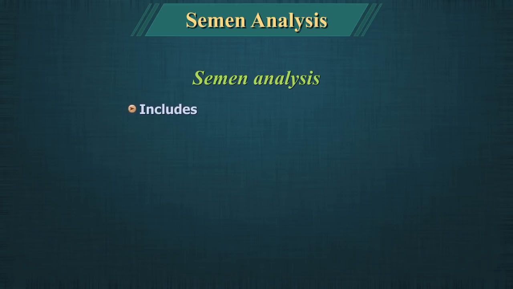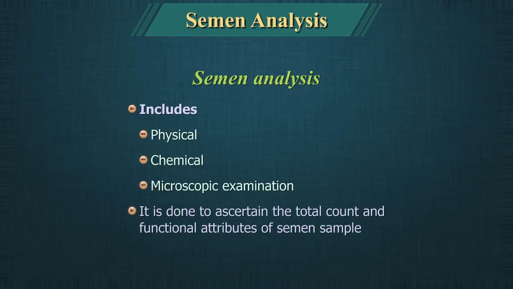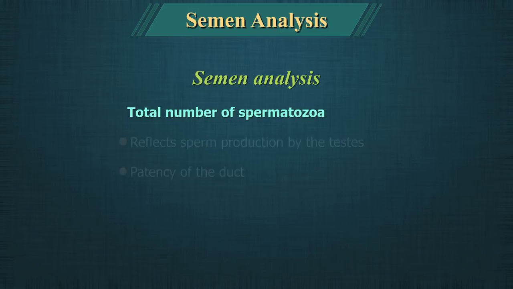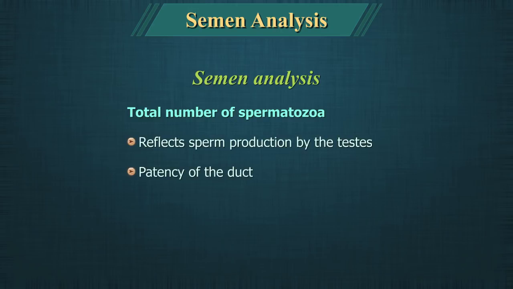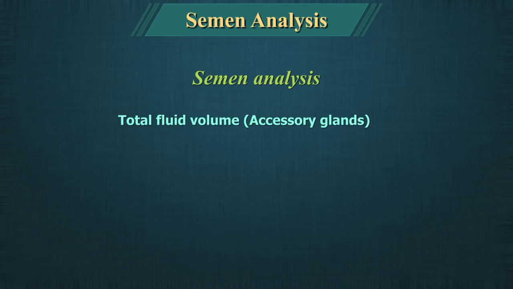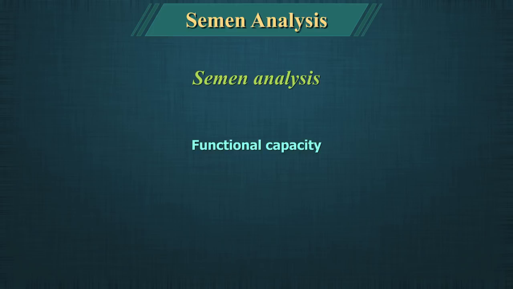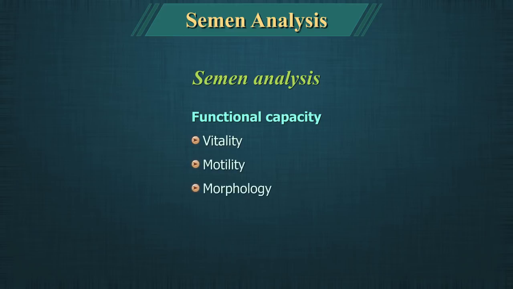Semen analysis is the physical, chemical, and microscopic examination of semen. It is done to ascertain the total count and functional attributes of the semen sample. The total number of spermatozoa reflects sperm production by the testes and the patency of the post-testicular duct system. Total fluid volume contributed by the various accessory glands reflects the secretory activity of the glands, which is important for proper sperm function. The functional capacity of the spermatozoa is assessed by their vitality, motility, and morphology.